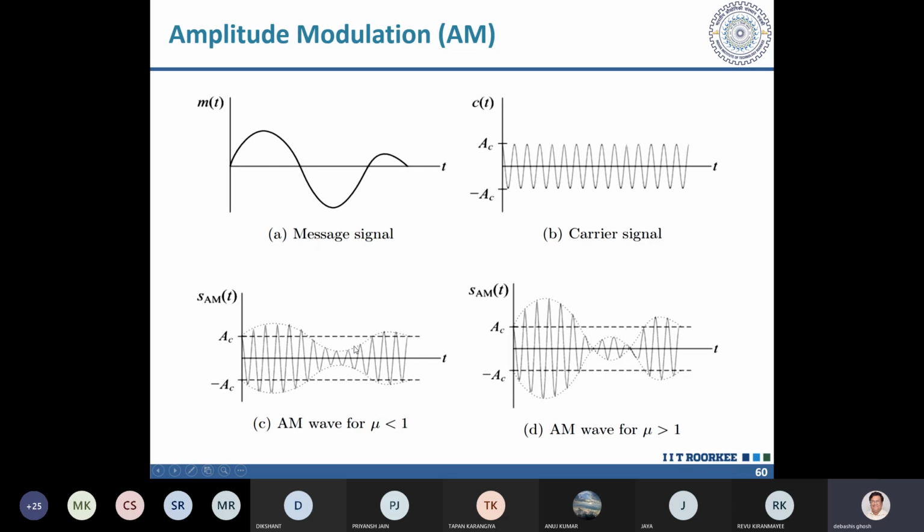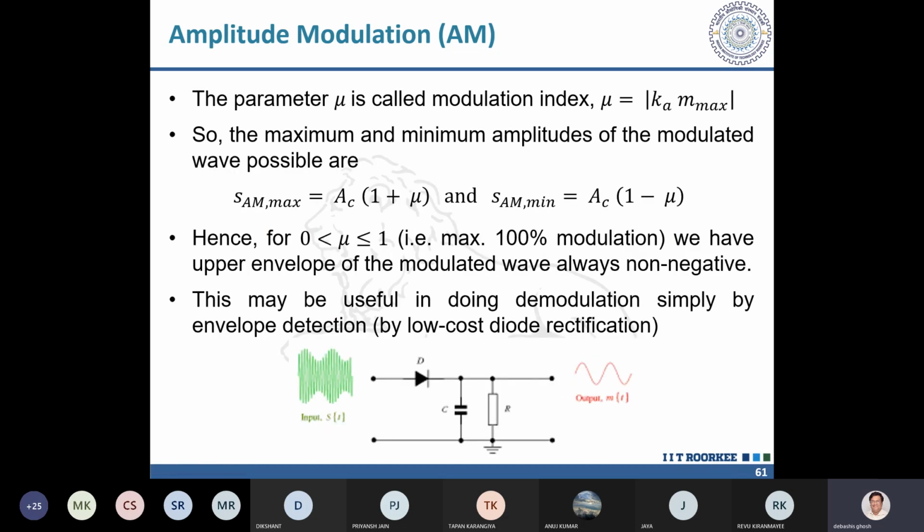If it is always non-negative, then I can do a simple demodulation. I don't need to do all the multiplication by carrier wave and all these things. What I will do is, the modulated wave I have got, I pass it through a simple diode rectifier. You have studied the diode rectifier, so you know what it is. If I pass it through a simple diode rectifier, I will get the envelope of this. This will be the output.